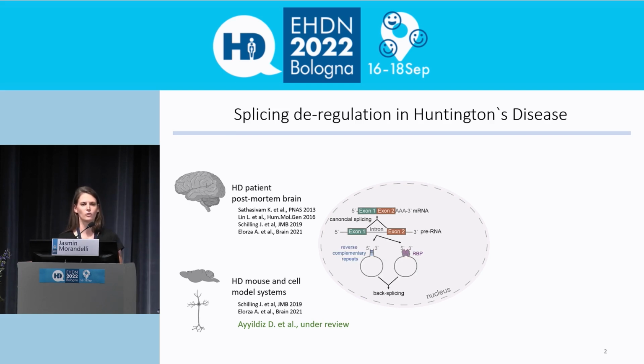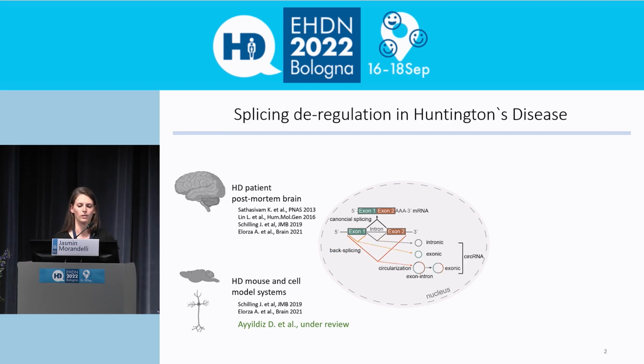Backsplicing generates covalently closed RNA molecules that are extremely stable. They come in different flavors. They can be intronic, exonic, or a mixture of both. And again, they are extremely stable because they don't have any open endings, and they are enriched in the brain.